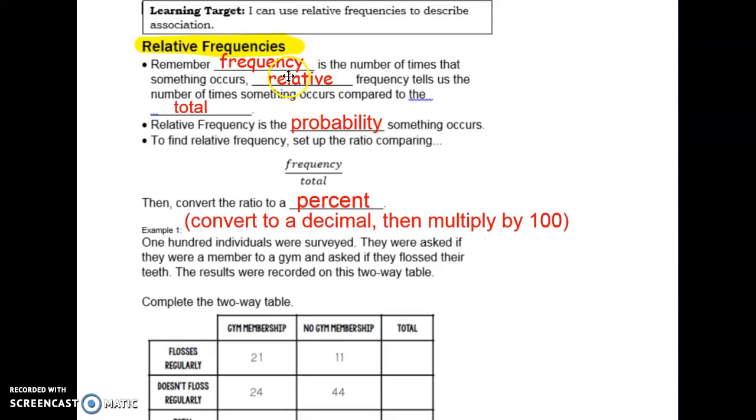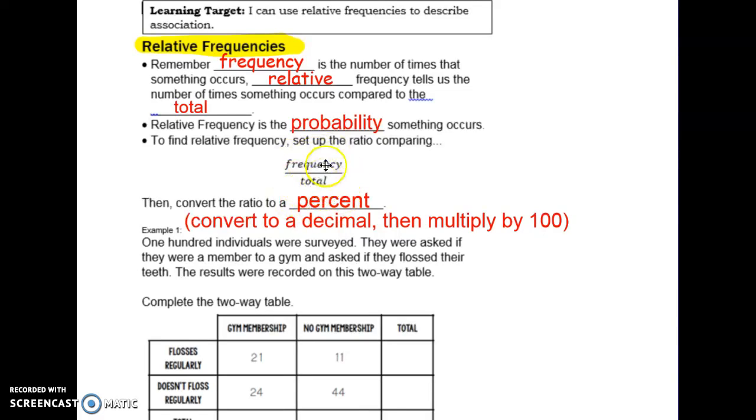So really the only thing new here is the fact that relative frequency is going to tell us how many times something occurs, but you're comparing it to the total. So it's a lot like probability that you may have worked on last year. So there's a little formula. It's a really easy ratio, technically, to figure out relative frequency. You take the number of times it happens, the frequency, and you just divide by the total. We typically don't leave our answer in ratio form. We typically convert it to a percent.